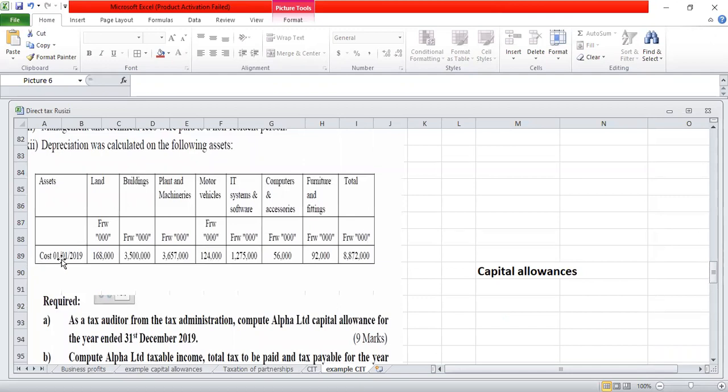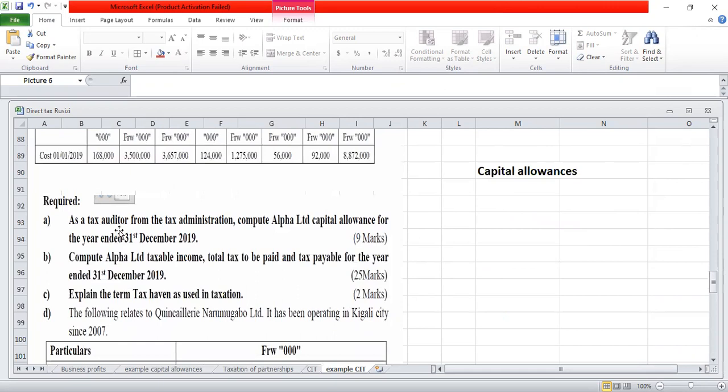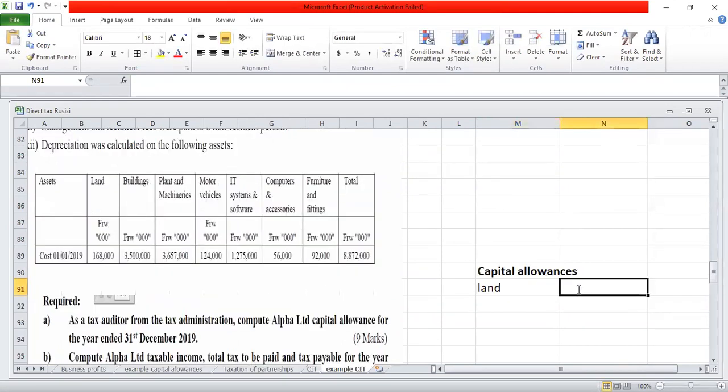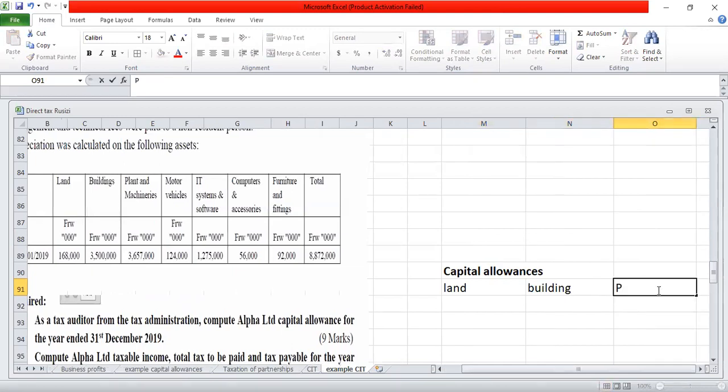So you have the cost of the asset at the beginning in 2019. As a tax auditor from the tax administration, compute Alpha's capital allowance for the year ended 31st December. So these are the assets we have. I think we can separate land. We have building. Plant and machine, P and M. IT systems and software, computer and accessories.